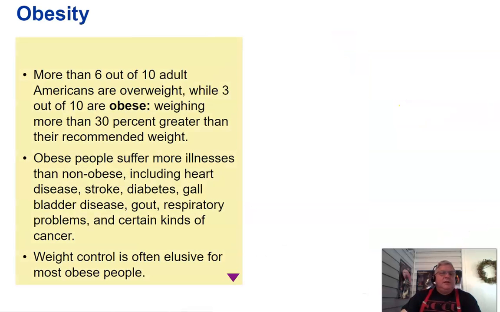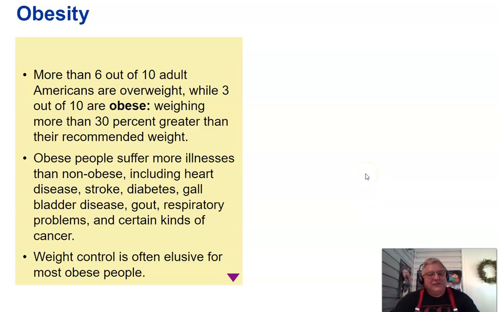More than 6 out of 10 American adults are overweight, while 3 out of 10 are obese. Obesity is when you're considered 30% greater than your recommended weight. Obese people suffer more illness than non-obese people, including heart disease, stroke, diabetes, gallbladder disease, gout, respiratory problems, and certain kinds of cancer. Okay, I've got all but 2 of those.